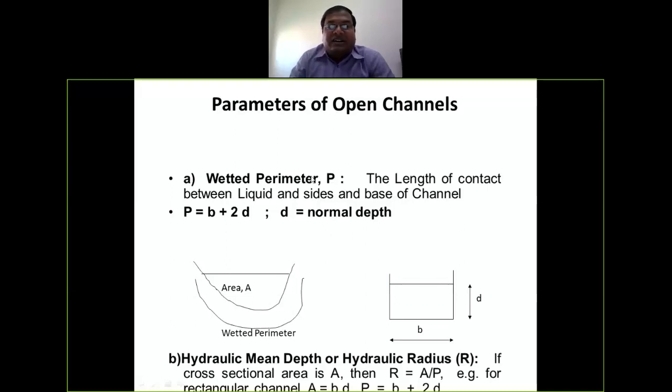We generally define it this way: P is equal to B, this is your base, and twice D on both the sides where depth is there. So P is equal to B plus twice D, where D is the normal depth. You can see B and this is your depth.